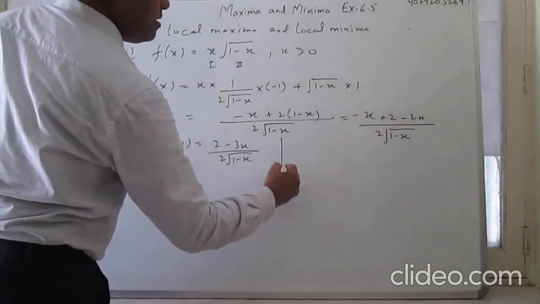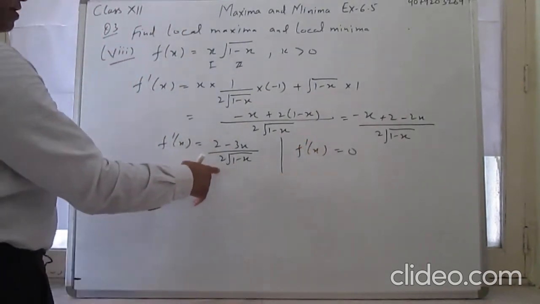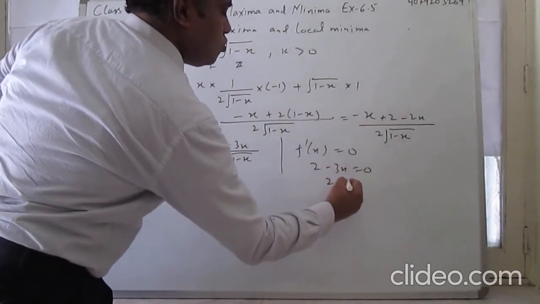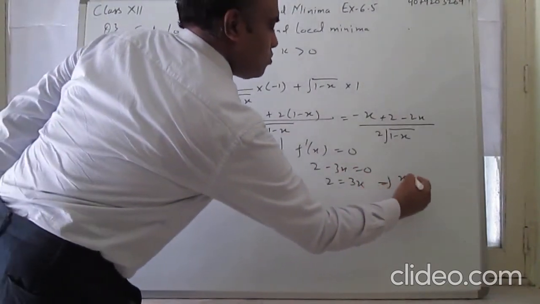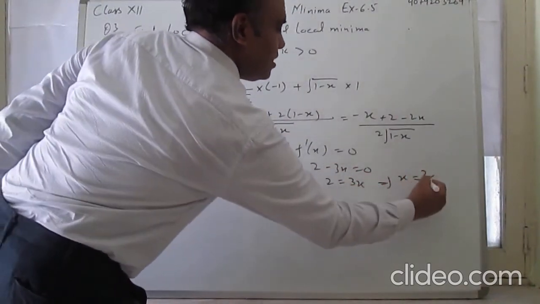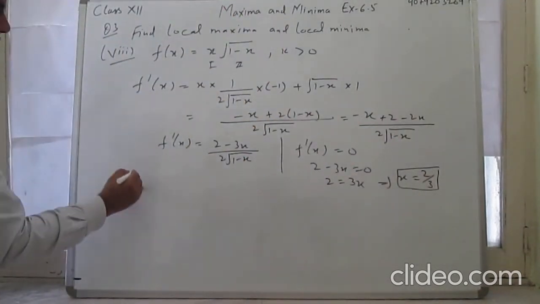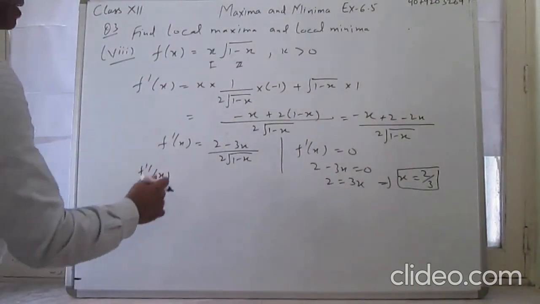Now take f dash x is equal to 0. If you put it to zero and cross multiply, you will get 2 minus 3x is equal to 0. So 2 is equal to 3x, which implies x is equal to 2 by 3. This is the point, x is equal to 2 by 3. Now I find f double dash x. For checking the sign we have to find f double dash x.